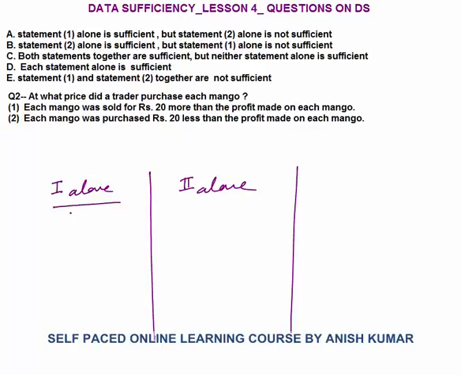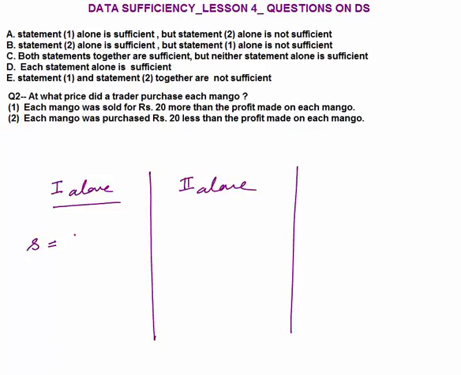Each mango was sold, let's say the selling price is S. We have to solve in the faster manner, so we will take a symbolic alphabet for the selling price. Let S be the selling price. Each mango was sold for 20 more than the profit. Profit plus 20. P plus 20. Now what is profit?